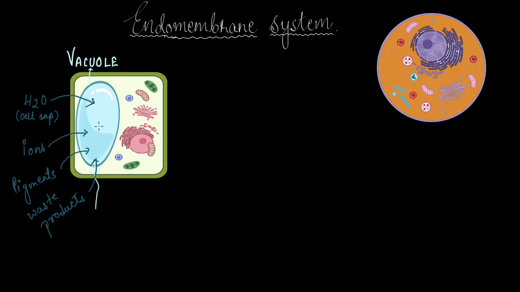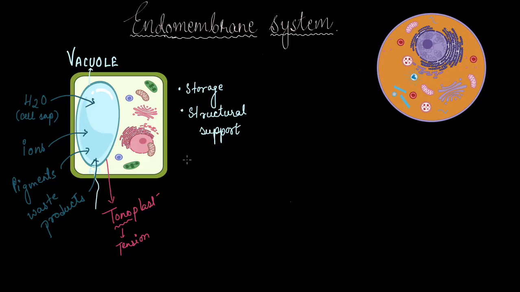And that will increase the size of the cell, right? Now, all this stuff stored in the vacuole exerts a lot of pressure on the wall of the vacuole. And the wall of the vacuole is called the tonoplast. Tono comes from the word tension, the tension that is always exerted by the stored substances in the vacuole. So here we saw that the vacuole acts like a storage unit. It provides structural support and also acts like a recycle bin.